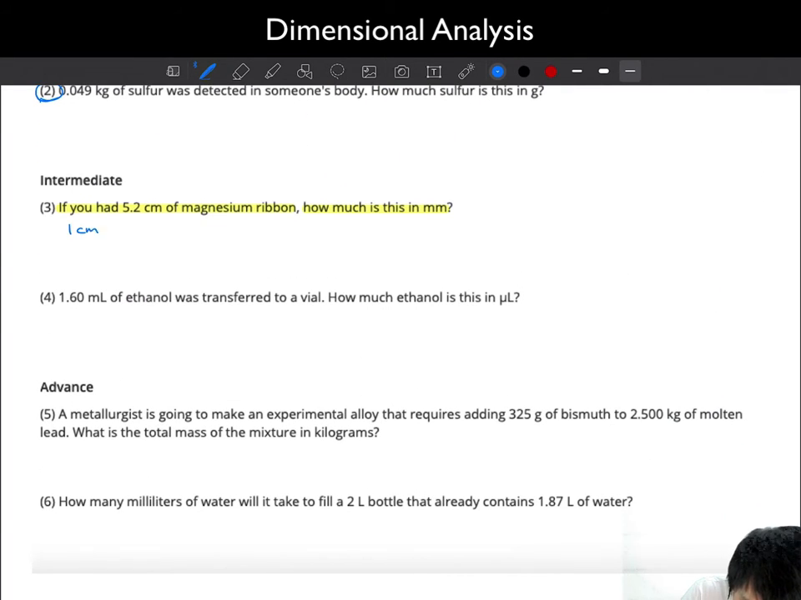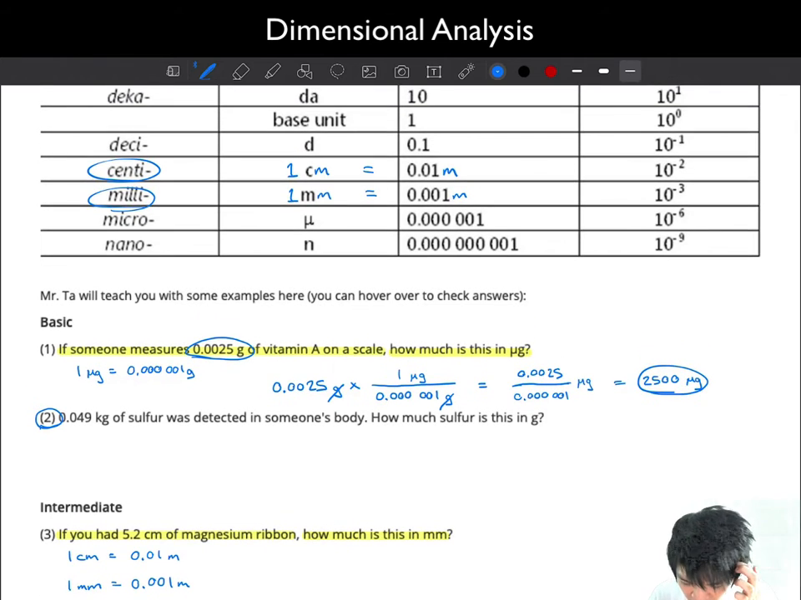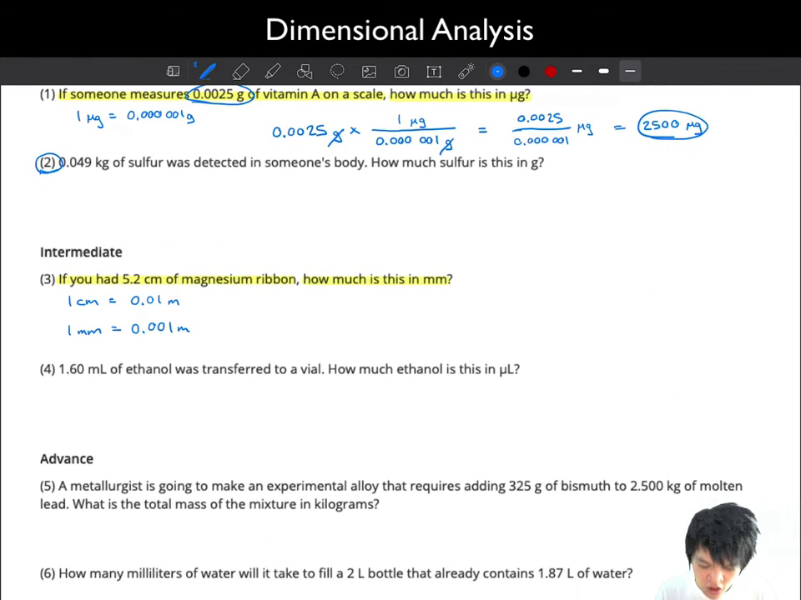1 centimeter is equal to 0.01 meter, and also 1 millimeter is equal to 0.001 meters. Okay, and then we just double check. Yep, so it's written, the relationship, centimeters and millimeters. Now we're going to start with what is given in the problem. Okay, so there's only one number given in the problem. It's 5.2 centimeters. That's what we're going to start with.